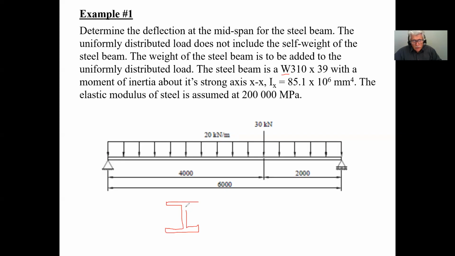I'm pretty sure you've all seen this type of beam, okay? So that's a wide flange. So in other words, as soon as I see a W on the drawing, in my mind, what I see is this cross section. That's number one, okay?